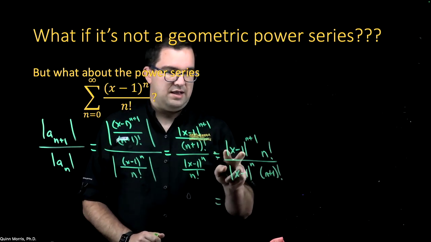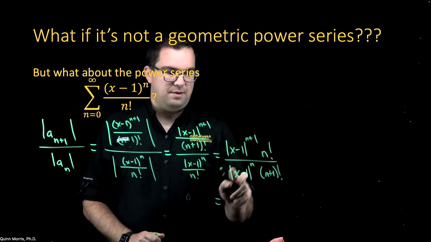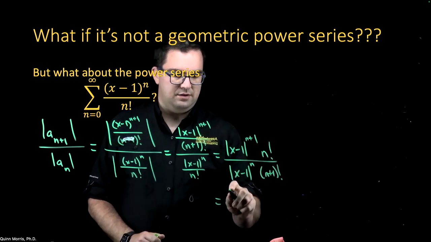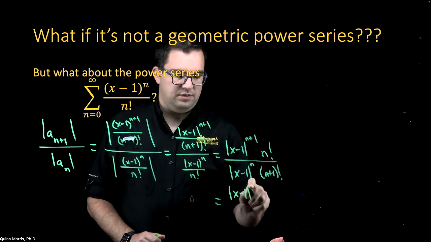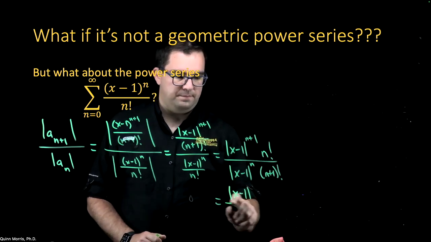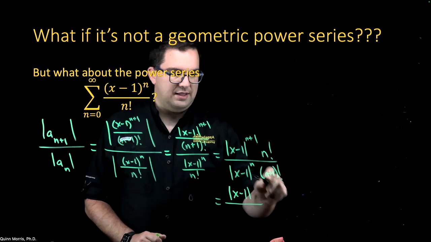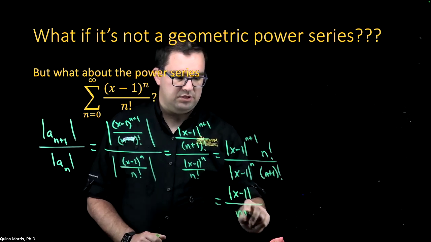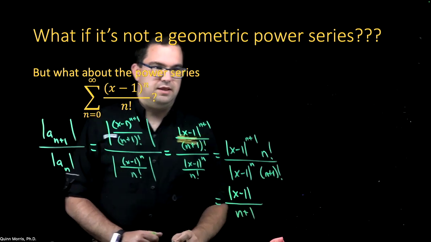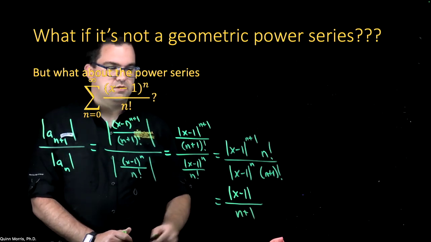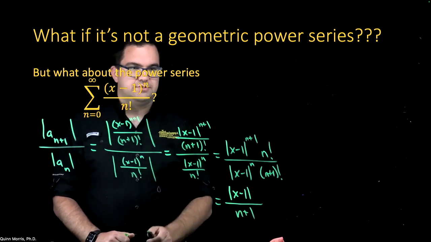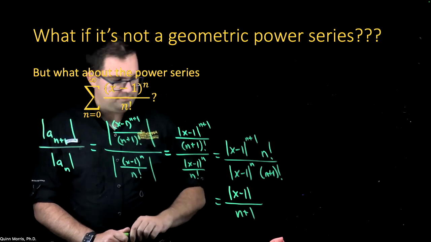So I've got (x - 1)^(n+1) divided by (x - 1)^n. That's just going to leave me with an x - 1 in the numerator. And these two will cancel in such a way that I'll be left with the n + 1 in the denominator. Okay. So at the end of the day, this entire ratio simplifies to this quantity.